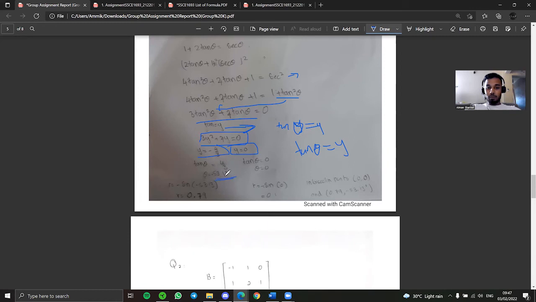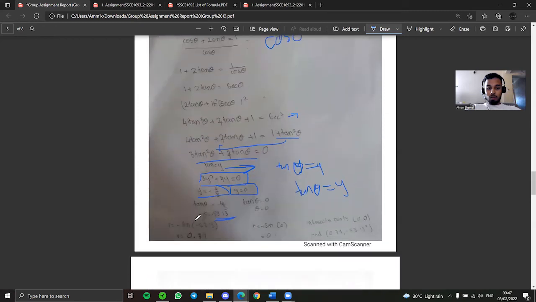we get negative 53.13. So in order to find the intersection point, we have to replace r is equal to sine theta, with theta negative 53.13, and we get r as 0.79, and r is equal to sine 0, which is equal to 0. So the intersection points are 0, 0, and 0.79, negative 53.13. Thank you.